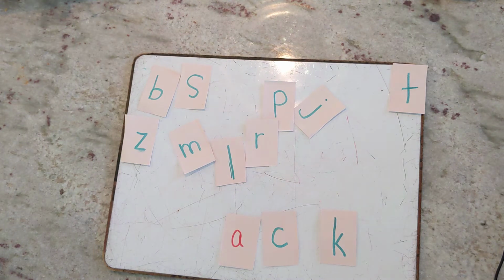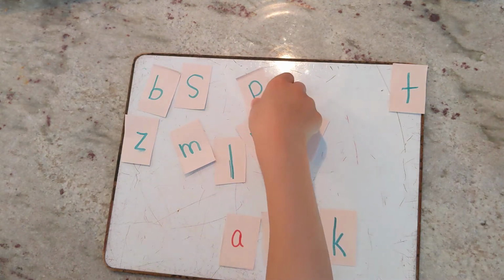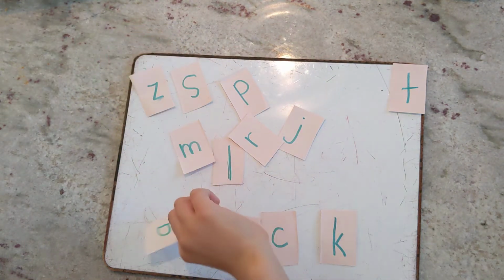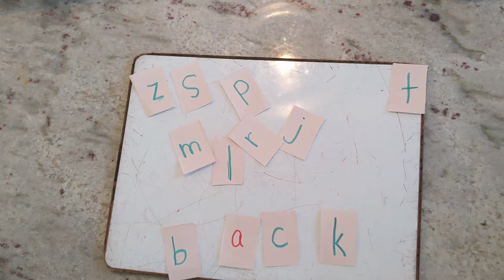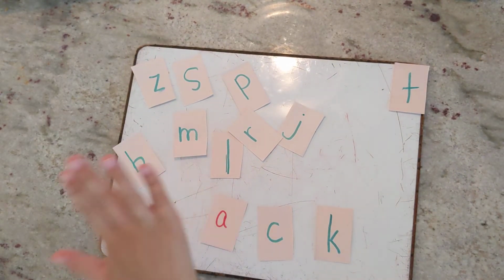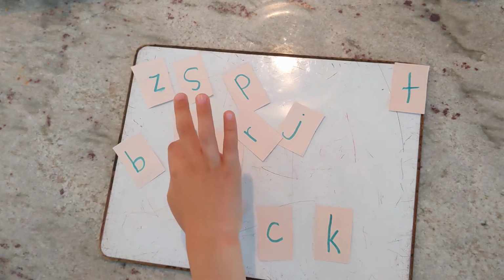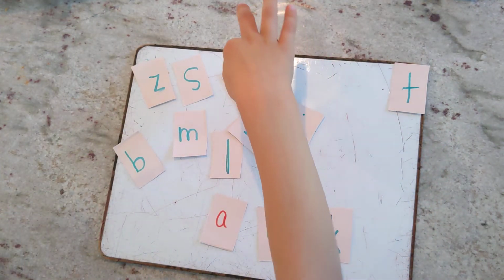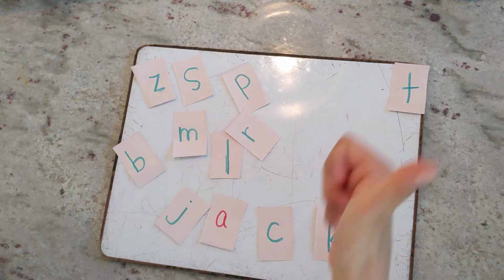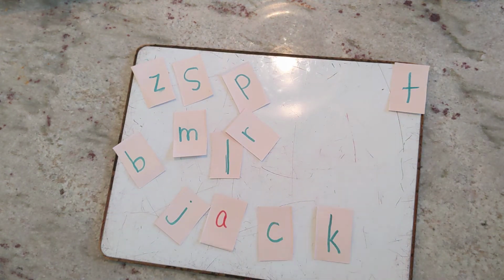All right, so please put a B in front of ACK and put your thumb up when you have the new word. Tell me the word. Back. Wonderful. Remember, parents, you can always pause the video once you see his thumb to give your kid a chance to sound out the word, okay? All right, take the B away and replace the B with a J. J. Tell me the word. Jack.